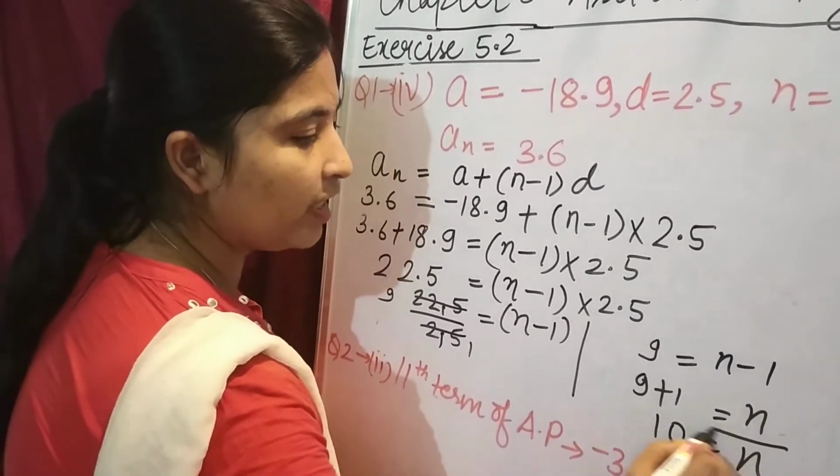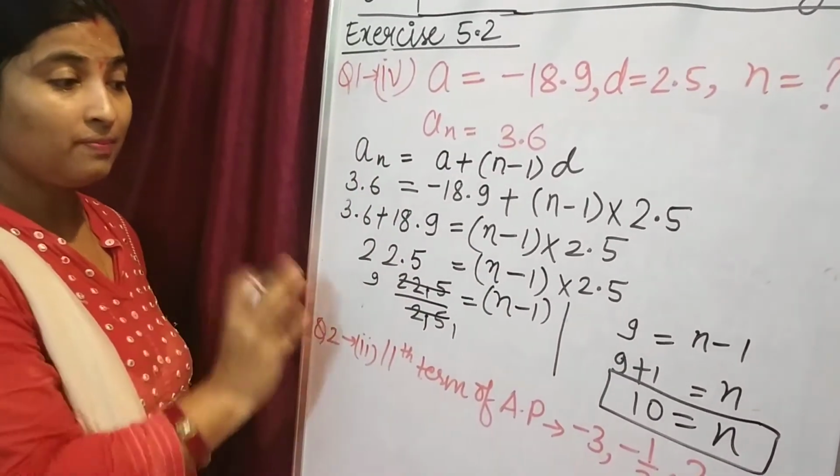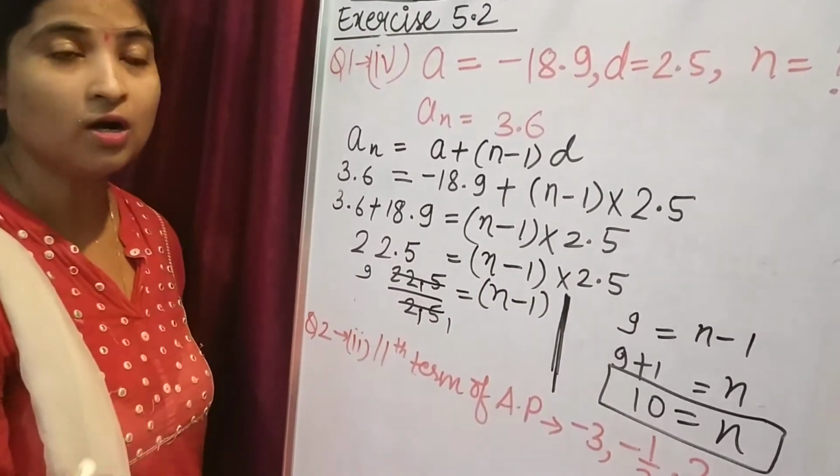So what is the value of n you have got? Yes, it is very easy. You can see it. Please do it properly, otherwise by doing only one mistake, you can get the wrong answer.